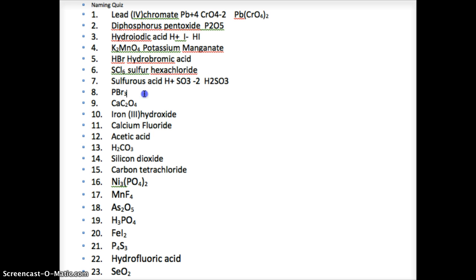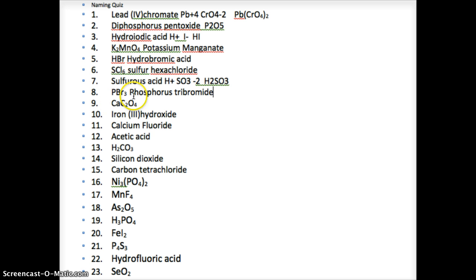Okay. Number 8, you have PBr3. So both of these, once again, are nonmetals. So we know that this is going to be a mono-di-tri naming. Okay, the first thing you've got to look at is what am I dealing with? If there's an H, I've got an acid. If there's a metal, I'm ionic. If there are 2 nonmetals or a metalloid and a nonmetal, you're dealing with the mono-di-tri. So I name the first substance phosphorus. Next substance is tribromide.